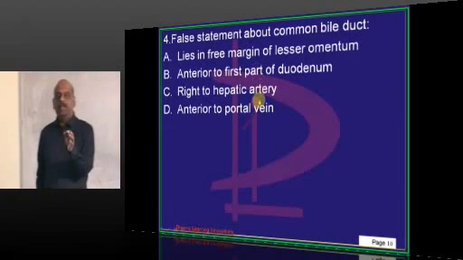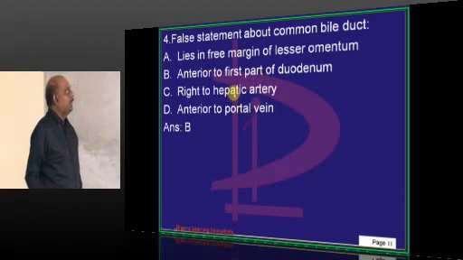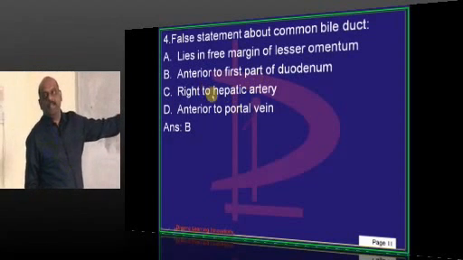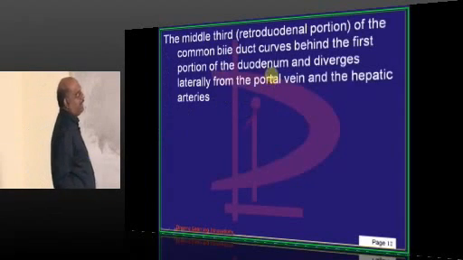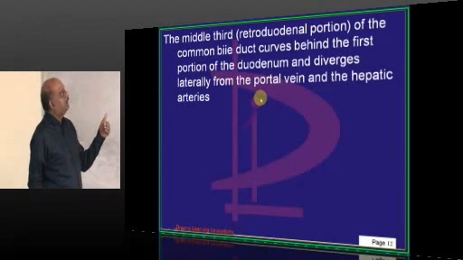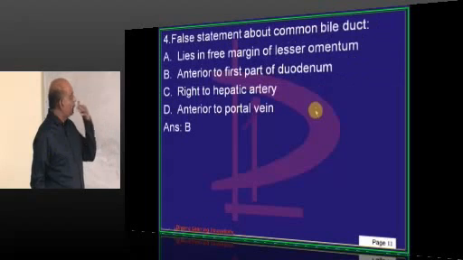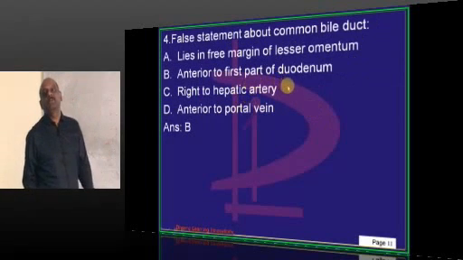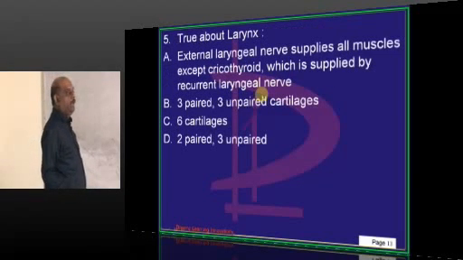Now, what is the wrong thing about the common bile duct? Typically it is posterior to the second part of the duodenum, not anterior to the first part of the duodenum. Common bile duct, if you look at how the common bile duct travels, the retroduodenal portion of the common bile duct is posterior to the first part of the duodenum rather than anterior to the first part of the duodenum, is what you have to appreciate.